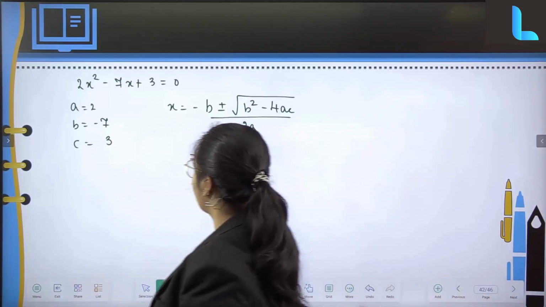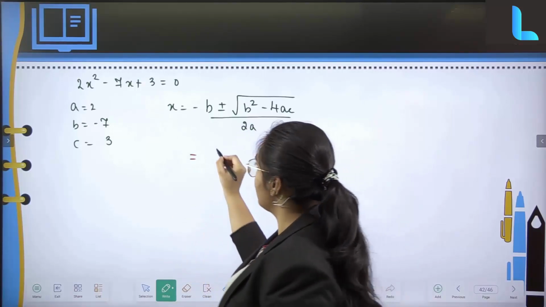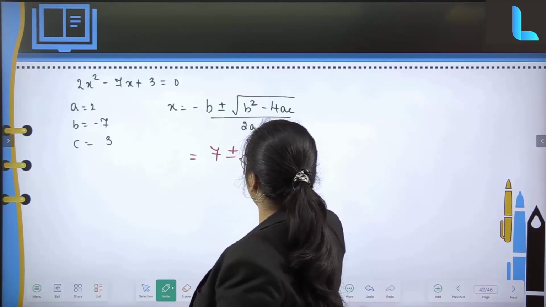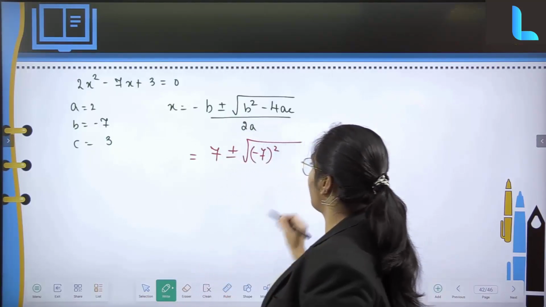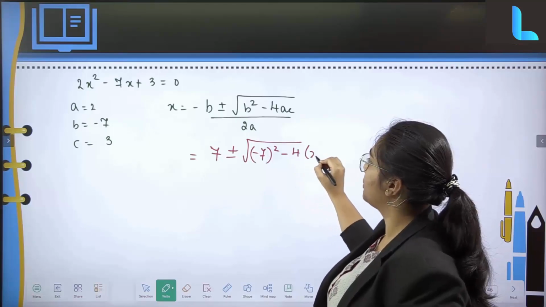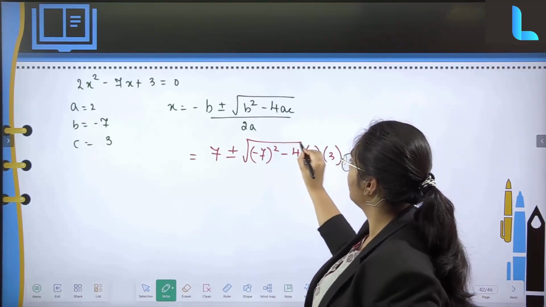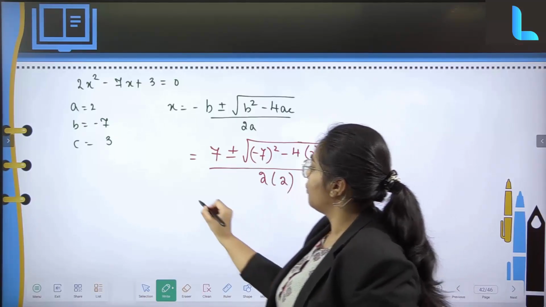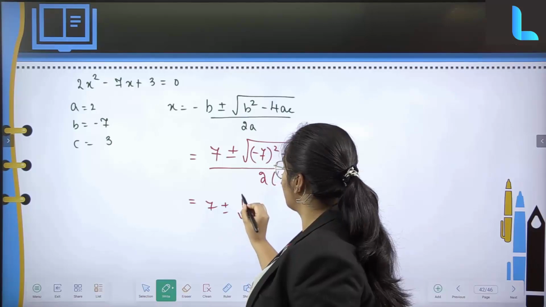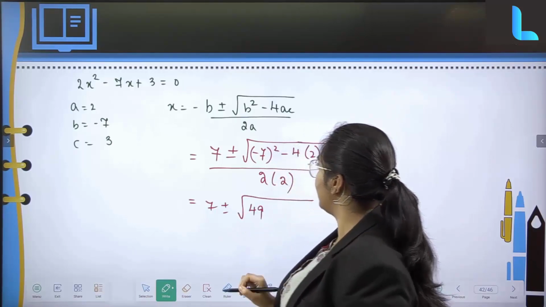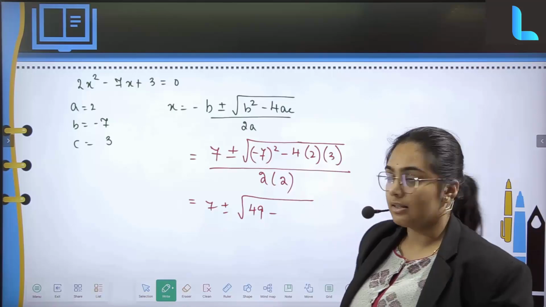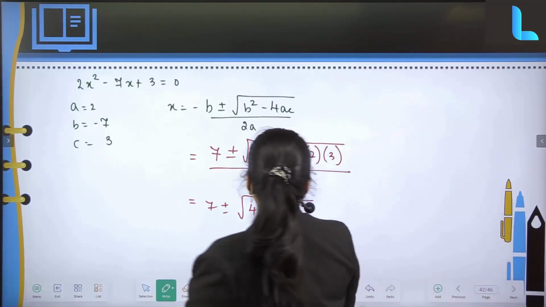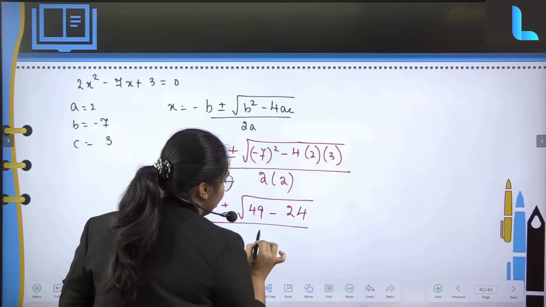So what is my value of b? It is minus 7, so minus of minus 7 becomes plus 7, plus or minus the square root of b square, minus 4 into 2 into 3. Agreed? So now divided by 2 into 2. So 7 plus or minus the square root of, 7 square is 49, minus 4 twos are 8, 8 threes are 24, divided by 4.